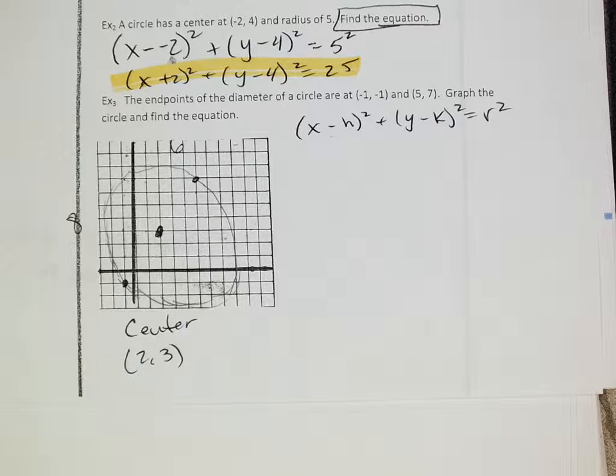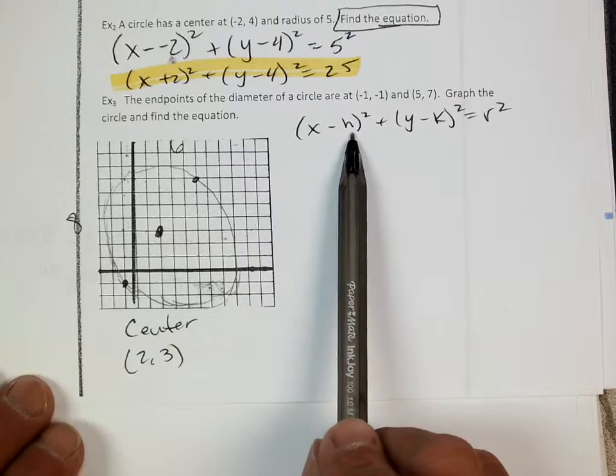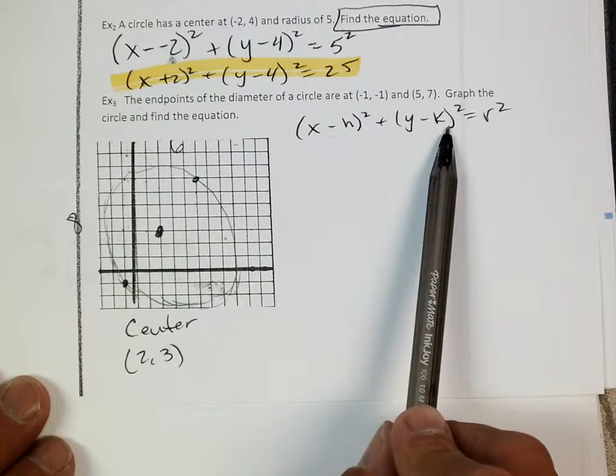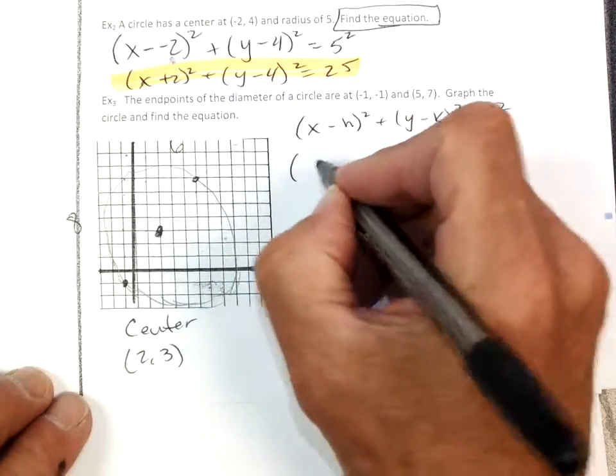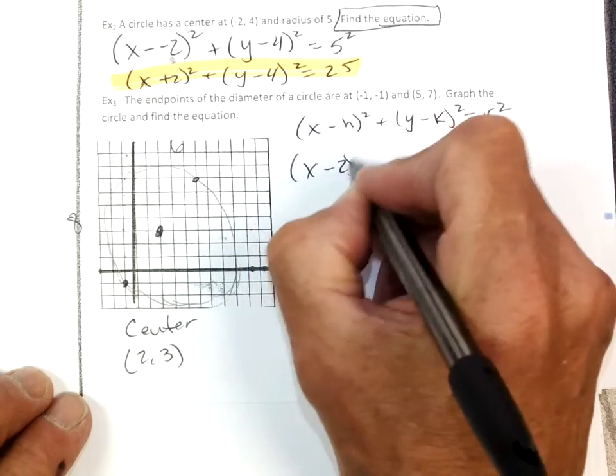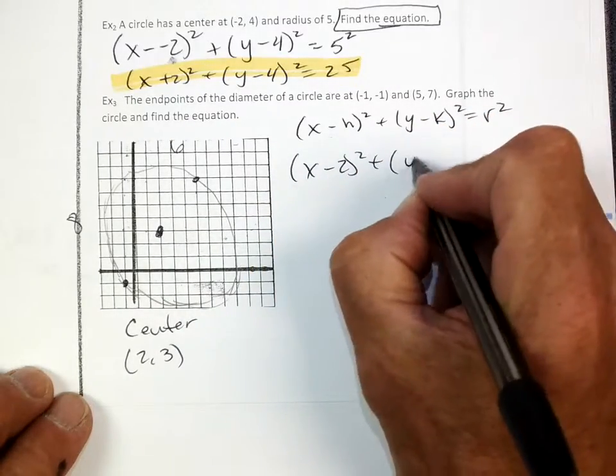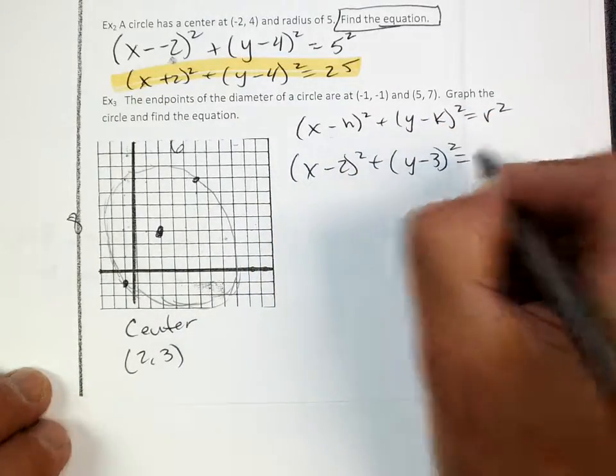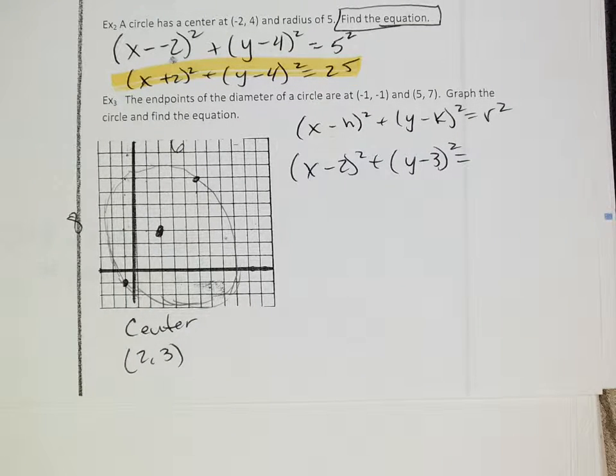Now, if that's the center, I can put my 2 and my 3 here and here, right? So for the equation, I go, all right, x minus 2 squared plus y minus 3 squared equals r squared, right? So I'm just plugging in the center. Great idea, Keisha. Now, what about the radius of the circle? We need the length of the radius.